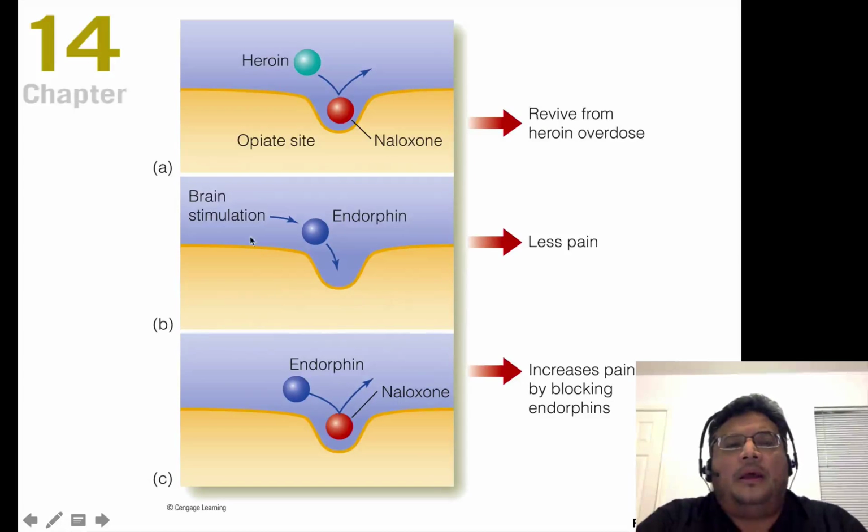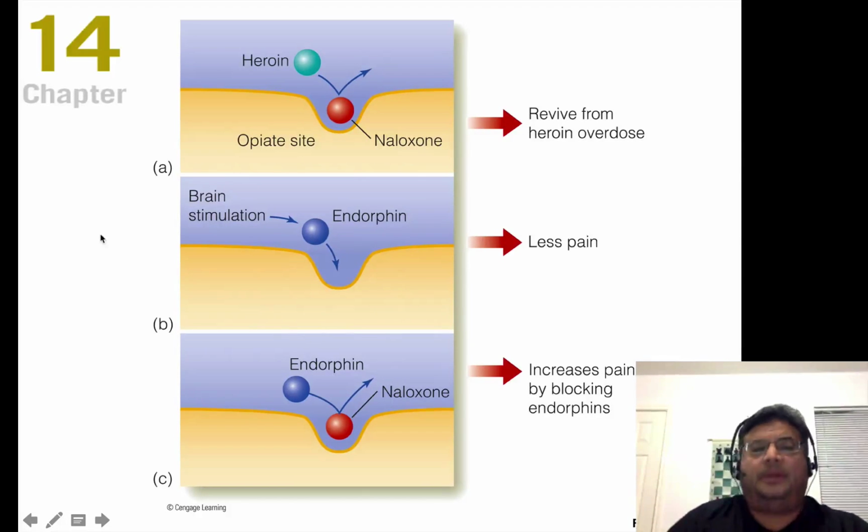If I release endorphins, those endorphins go to the opioid sites and bind to that and reduce the perception of pain. And similarly, naloxone, given again here, blocks the binding of endorphins to the receptor site, just the way it prevented the binding of heroin to the receptor site.